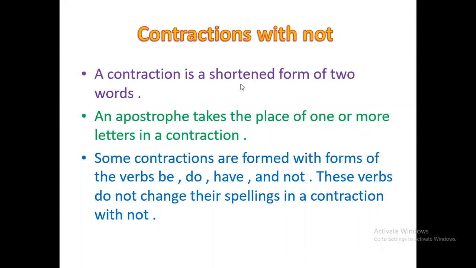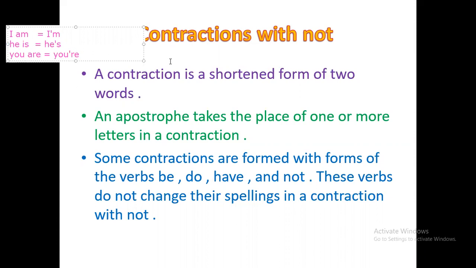For example, if we have I plus am, I plus am will be I'm. If we have he plus is, it will be he's. You plus are, the contraction of these words will be you're. So the contraction is a shortened form for two words. Today we're going to talk about contractions with not.